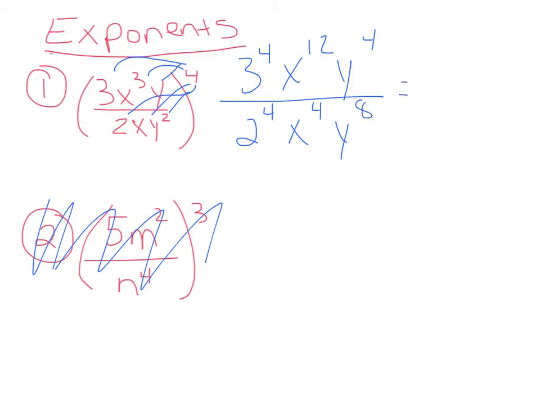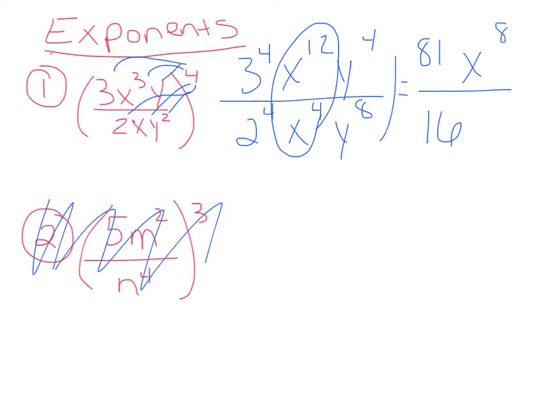Okay, 3 to the 4th is actually 3 times 3 times 3 times 3, which is 81. You have your x to the 12th, y to the 4th. Actually, get rid of those because we have to simplify those. Over 2 to the 4th is 16. Look at your x's, where are they bigger? Bigger on top. Subtract your exponents, so x to the 8th. Where are your y's bigger? Bigger on the bottom. 8 minus 4 is 4.